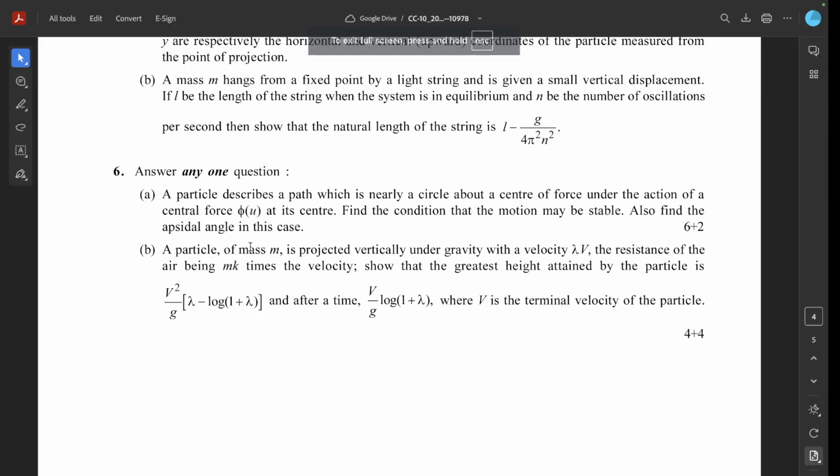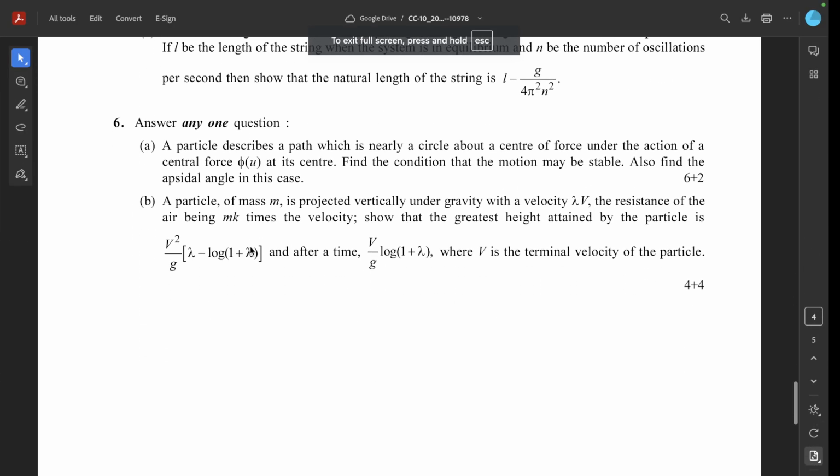Next question. Question 6a. A particle describes a path which is nearly a circle about a center of force under the action of a central force phi at its center. Find the condition that the motion may be stable. Also find the apsidal angle in this case.